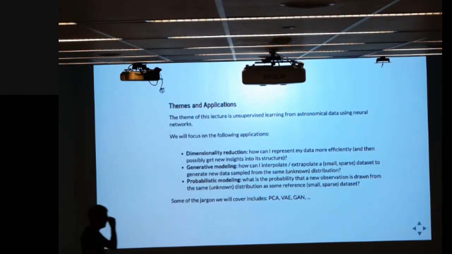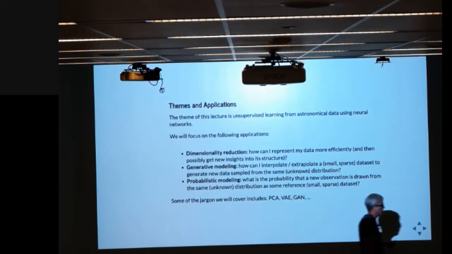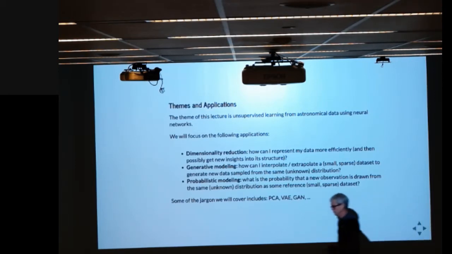And so in a probabilistic model, you have the same 100 spectra. And now I'm going to give you a new spectrum, which I've observed, and I want you to tell me what's the probability that that new spectrum came from the same underlying distribution as my 100 spectra that I already have. Okay, if it's out here, the probability is low. If it's in here, the probability is high. But actually quantifying that, that would be a probabilistic model. And then some of the jargon that we're going to cover in this lecture: PCA, VAEs, GANs. We'll be talking about all that stuff.